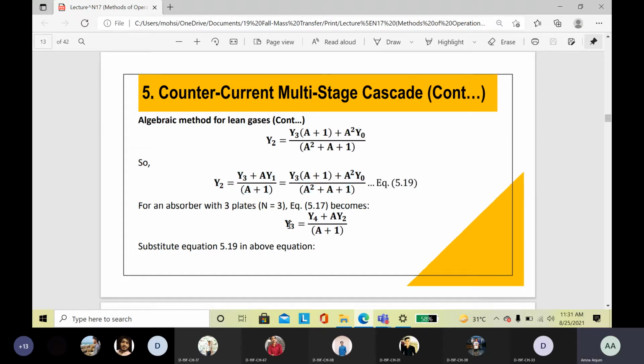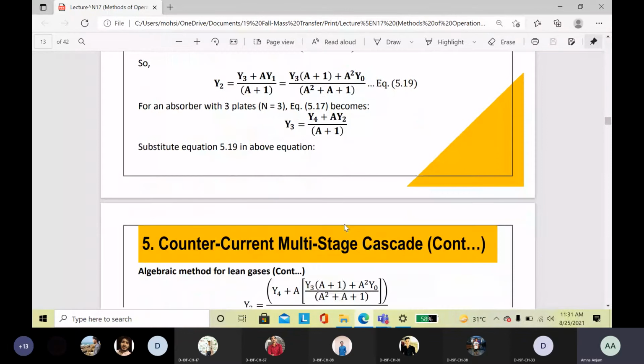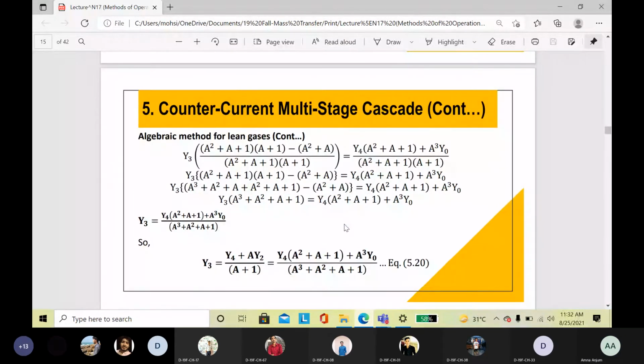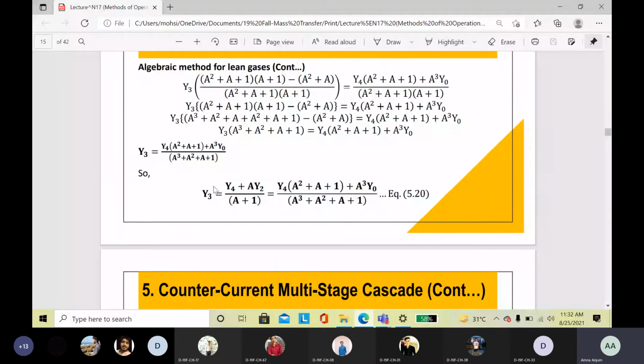For an absorber with three plates, we can write equation 5.17 as y3 equals y4 plus A y2 over A plus 1. We substitute this y3 equation into equation 5.19, and we get y2 in terms of y4, that is, y3 in terms of y4, this equation. Rearranging, we have written further, and the equation comes out.